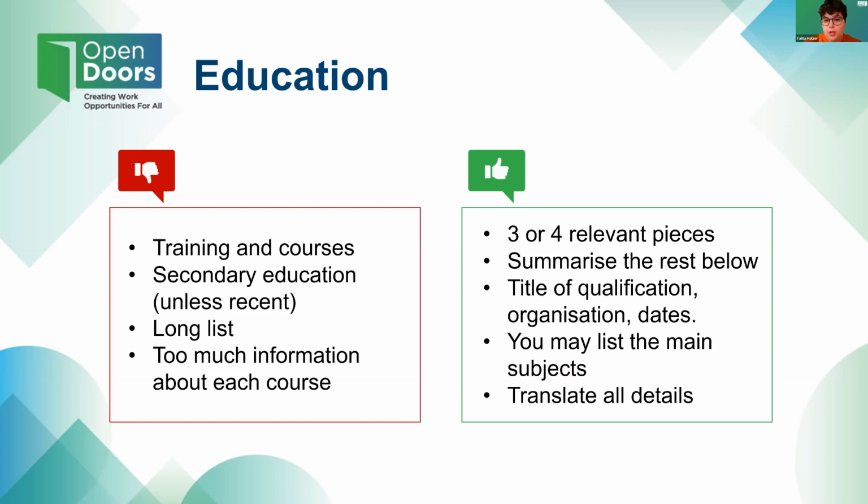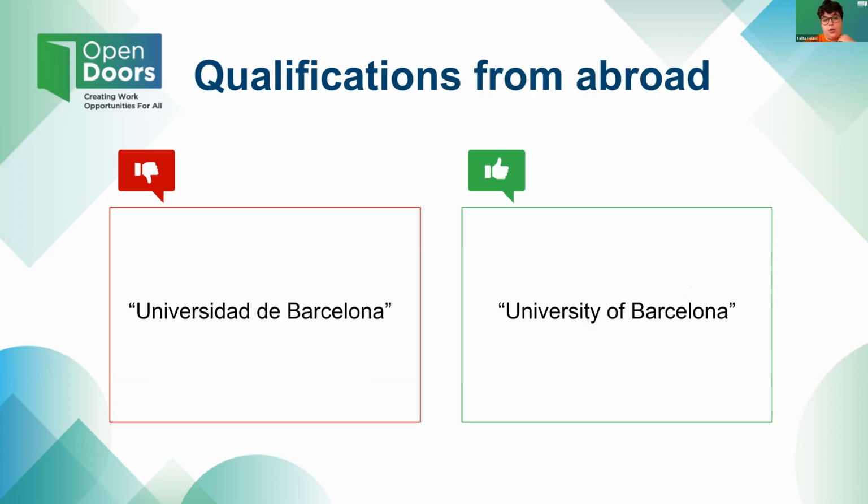Include the title of your qualification, the organization that provided it, dates. It could be just the year here, but if you know the month, might as well. Like I said, you may list the main subjects or modules, and make sure to translate all the details. So, for example, if you went to the University of Barcelona, don't write that in Spanish, write that in English. The same for the name of the university, the name of the course, the name of the modules, the subjects. Translate everything because people need to understand what you're saying.